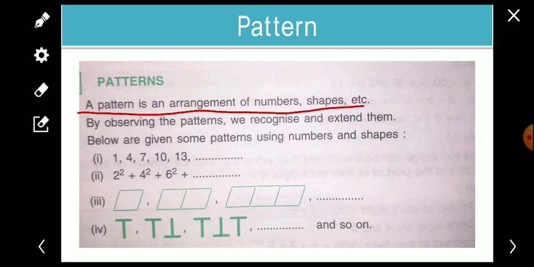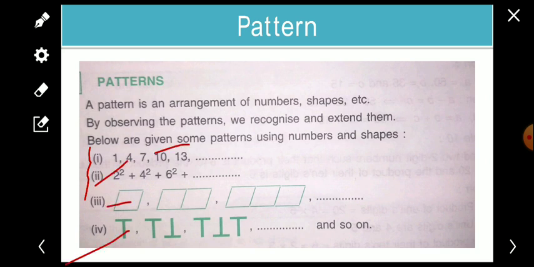Some numbers and figures will be given, and those numbers or figures will follow some pattern. We'll have to observe that pattern, and we'll have to extend it. By observing the patterns we recognize what pattern is being followed, and after that we extend them. Some of the patterns are given using numbers and shapes. So here we'll find the pattern that is being followed, and we will extend it.